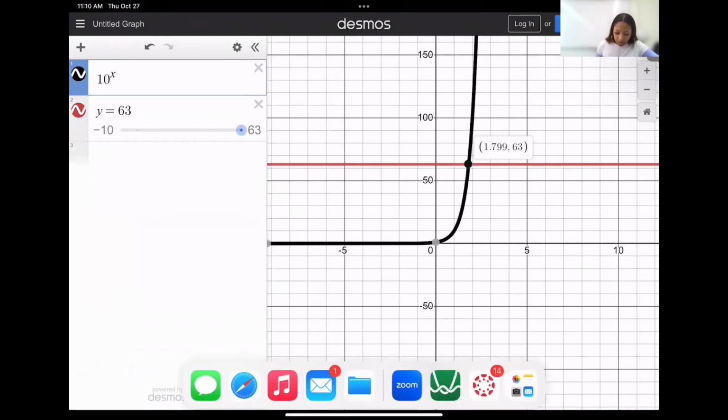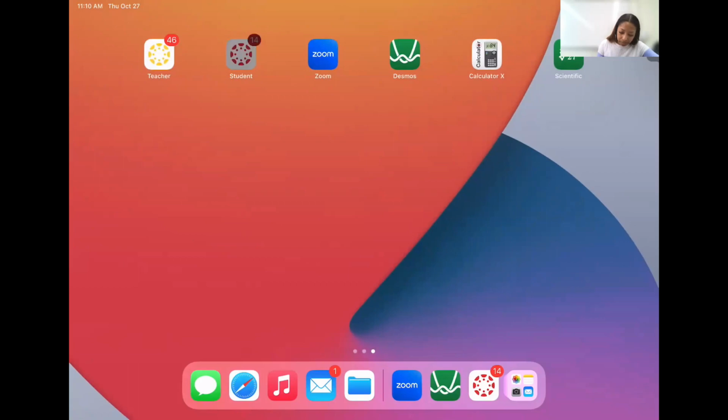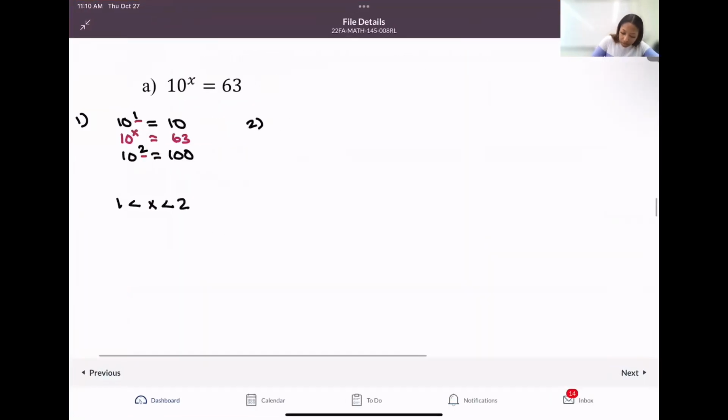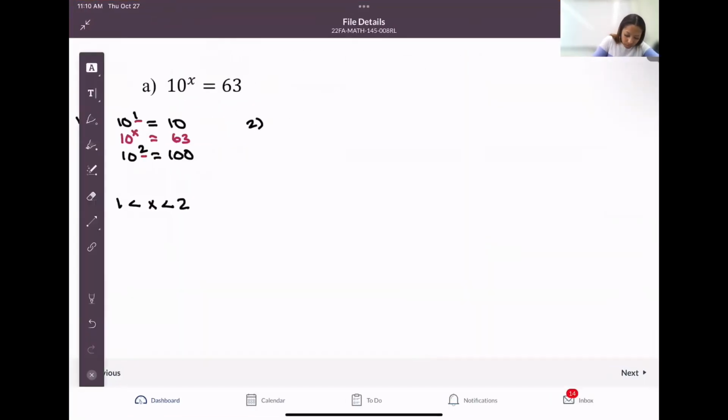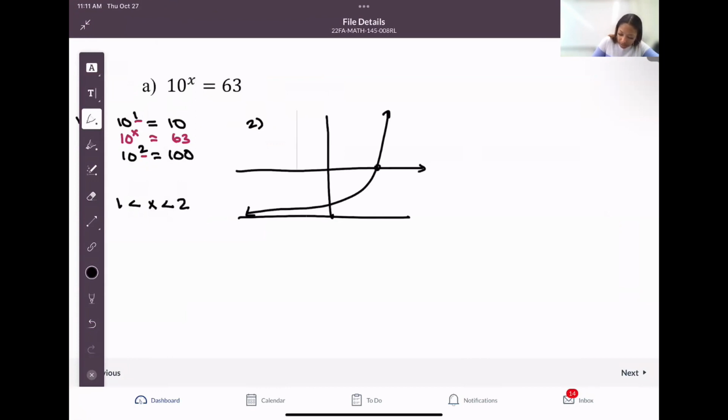Okay, so by solving graphically, I'll do a rough sketch here really quickly. We had an exponential function here, our horizontal line here, and the intersection was at 1.799 comma 63. So we get x is equal to 1.799.